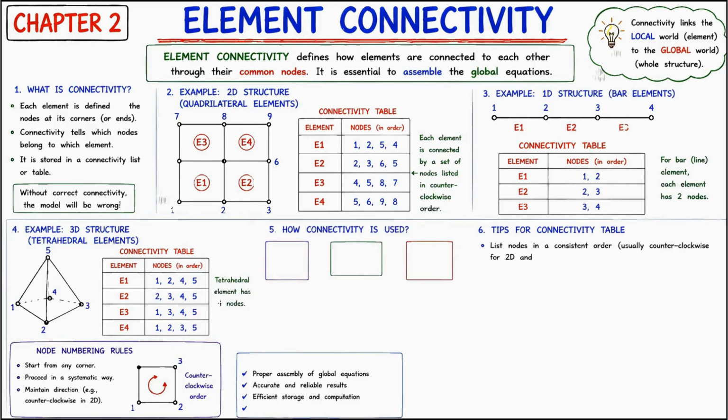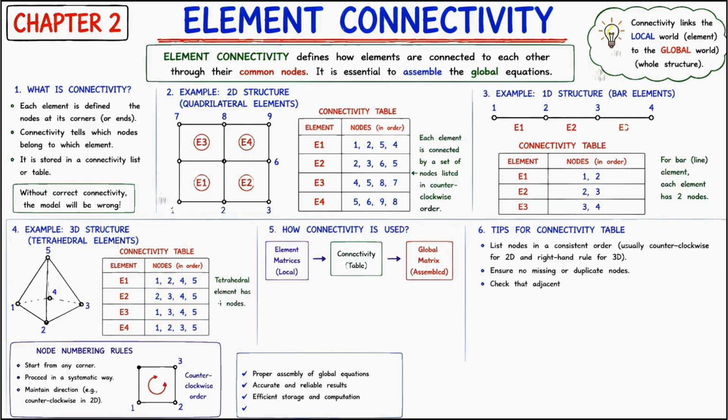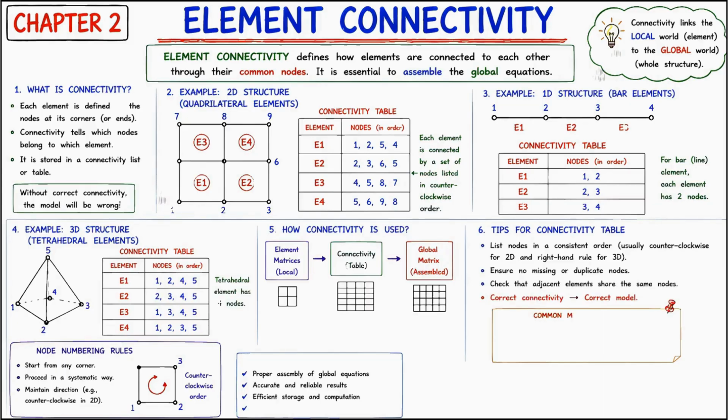Element E1 connects nodes 1 and 2. Element E2 connects nodes 2 and 3. Element E3 connects nodes 3 and 4. Notice that adjacent elements share common nodes. This sharing of nodes allows forces and displacements to transfer smoothly from one element to the next.